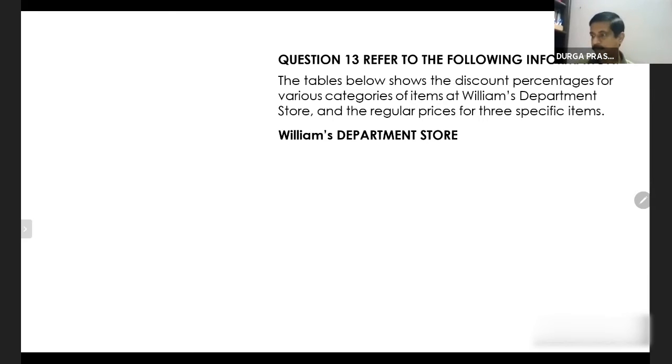So let's go to the next question. Question 13, refer to the following information. So information is given below. It shows the discount percentages for various categories of items at Williams department store and the regular prices for 3 specific items.